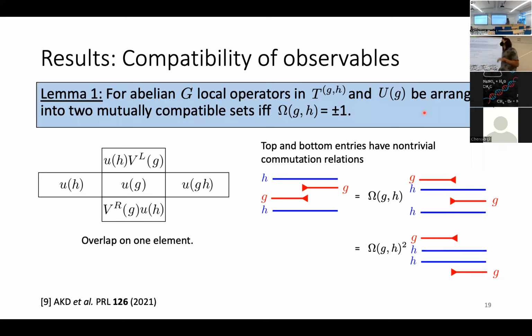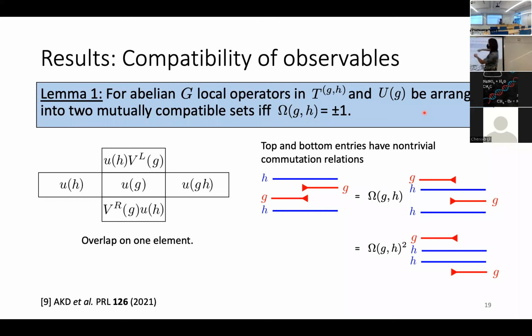So for abelian groups, it's easy to see that everything along the row commutes, because these guys just form a representation of the symmetry group, so they should all commute with one another. And along the column, the only non-trivial part is to see that the operators on the very top and the very bottom commute with one another. So how do we see that?